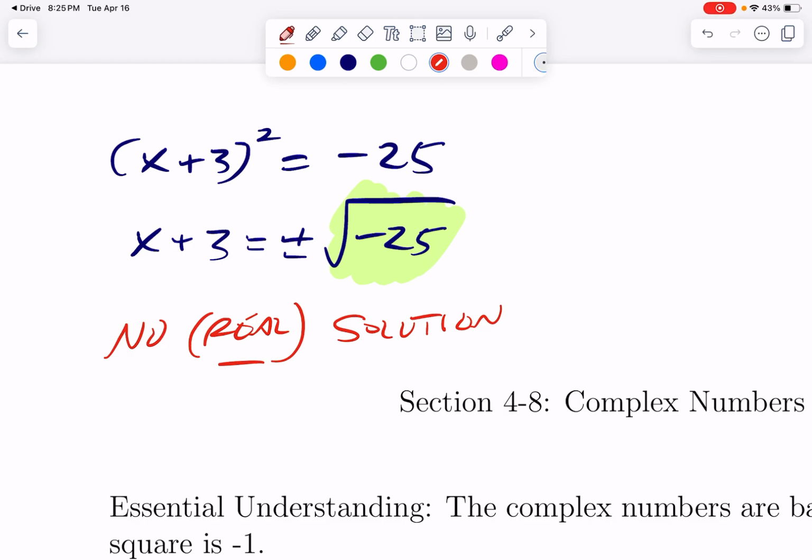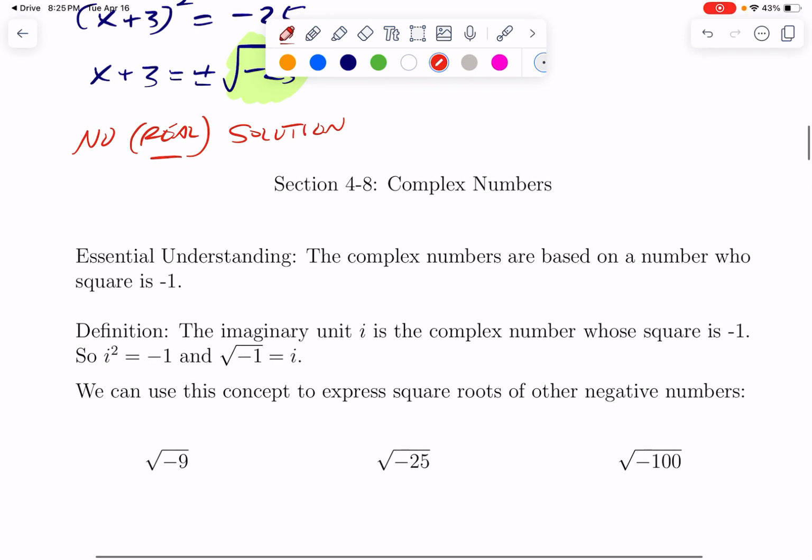But still, if we extend our notion of what is possible with numbers, we can make a little bit of sense of this. And this might feel a little bit silly. It certainly feels abstract, but there are genuine uses for it that I will hint at towards the end of this section. So the idea is we're going to talk about a new class of numbers called complex numbers. Even the name suggests there's something rather complicated and exotic about them. And they're based upon a number whose square is negative 1. So that's our jumping off point.